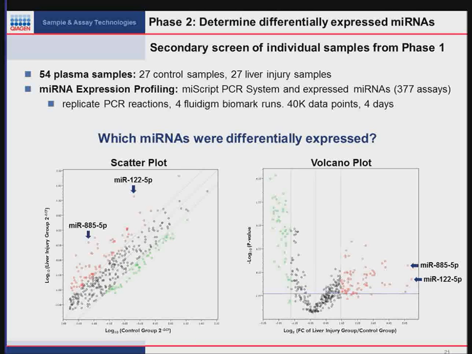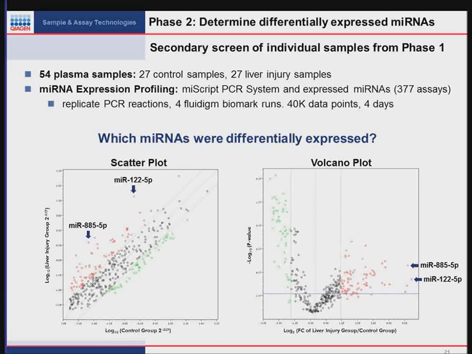So in phase 2, which is our secondary screening, we took all of our initial samples, which were 54 plasma samples, so 27 control, 27 liver injury, and we did the microRNA profiling using microscript and those 377 assays along with controls. We did replicate PCR reactions, and we did this on the fluidigm biomark. So it took us 4 days. We screened 54 samples with 377 assays. This is essentially 40,000 PCR reactions. The biomark is great for these kinds of experiments.